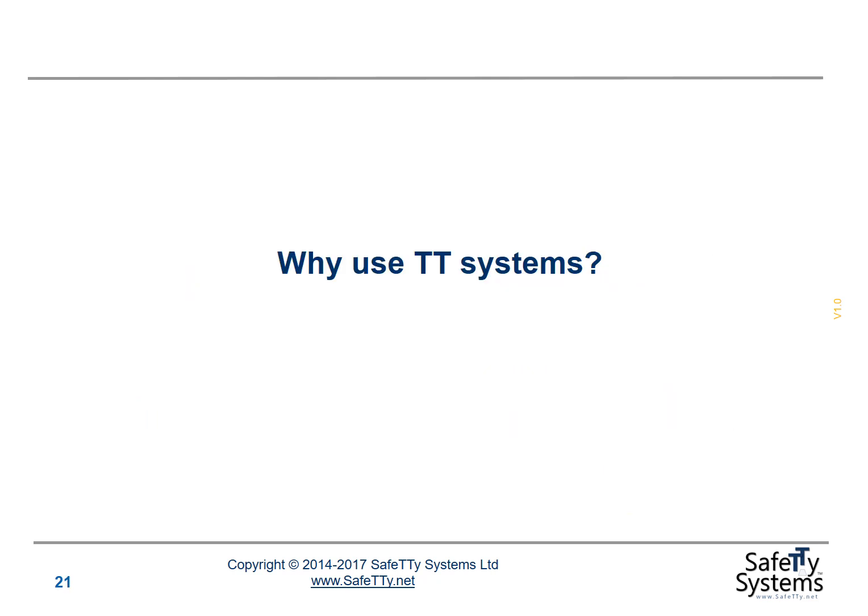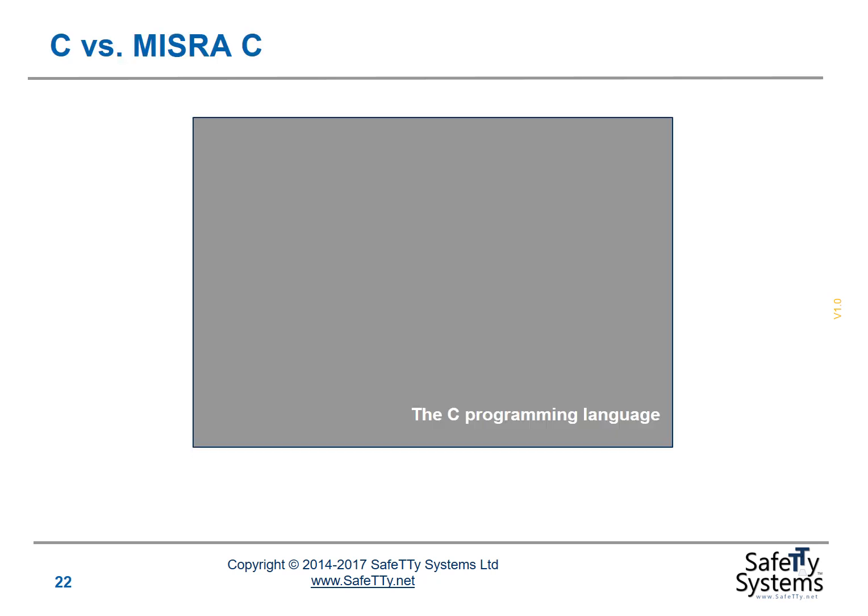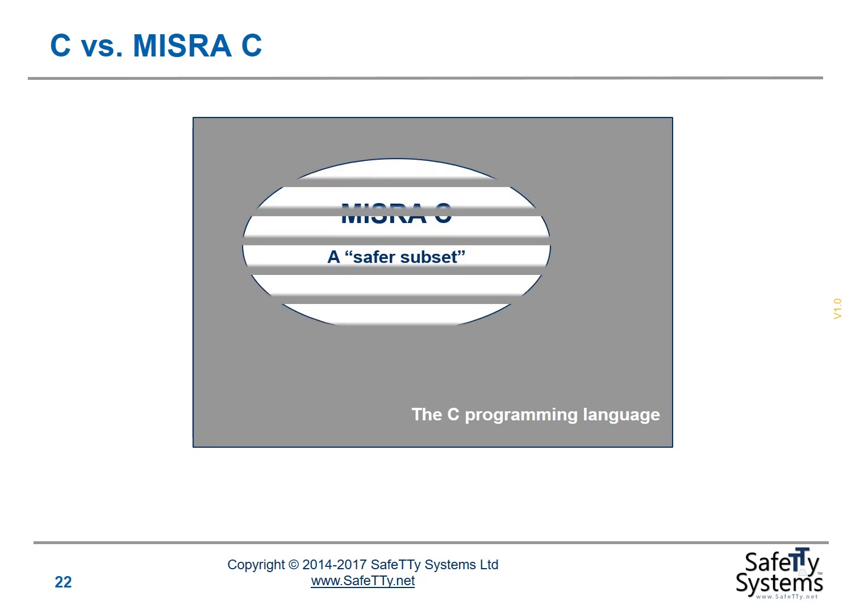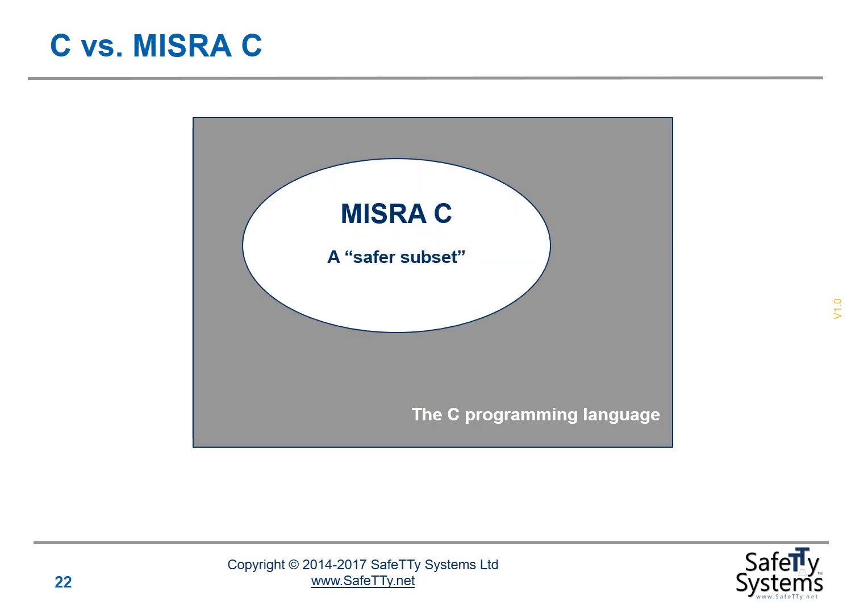So, why should we use time-triggered systems in our design? You may be familiar with MISRA-C. Some people view MISRA-C as a safe or a safer subset of a general class of the C programming language. So rather than using the full C programming language in most safety-related systems, we might use MISRA-C and view that as a safe or a safer subset in our system.